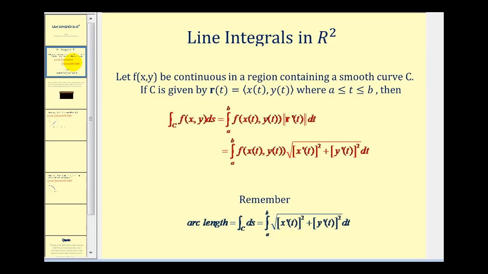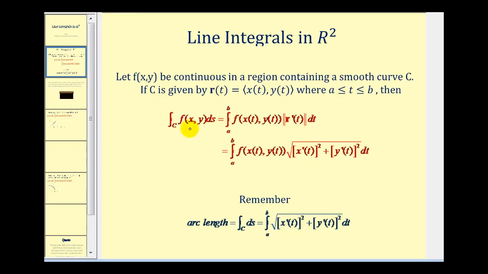So if f of x is continuous in a region containing a smooth curve C, defined by r of t as we see here, and t is on the closed interval from a to b, then we can integrate f of xy along the curve C with respect to arc length by evaluating the following integral. And there are several things to notice here.